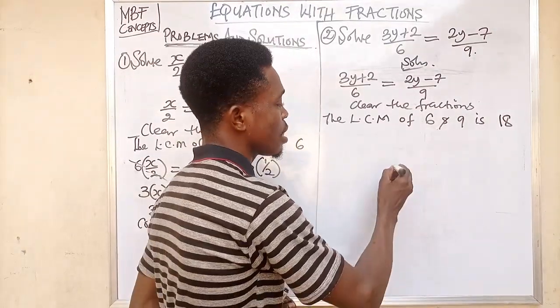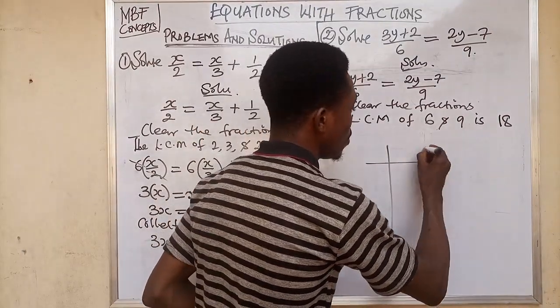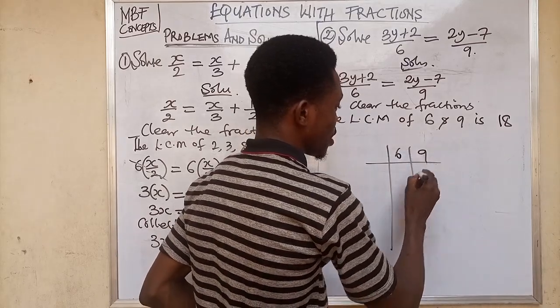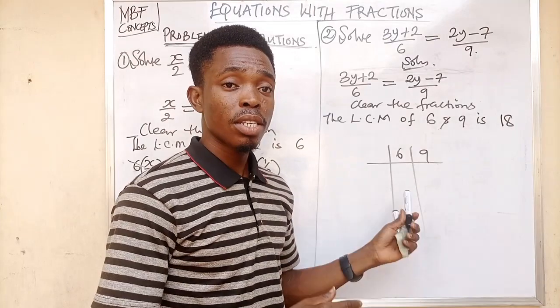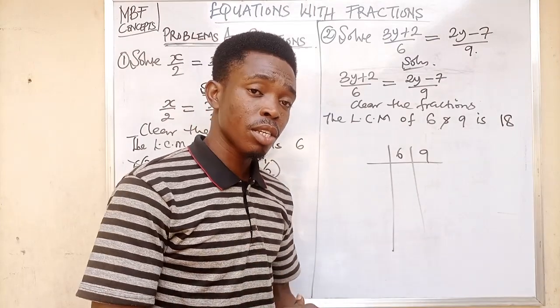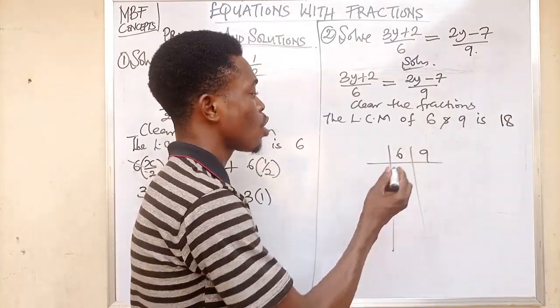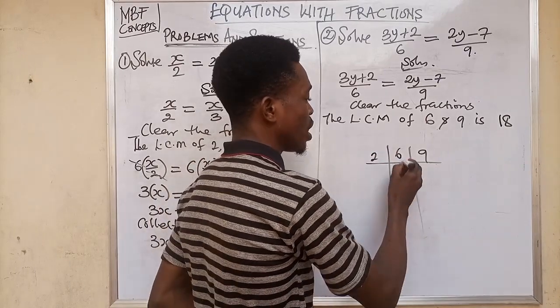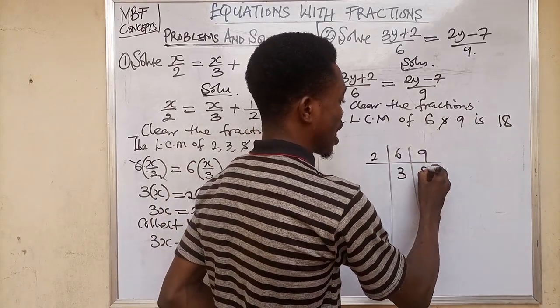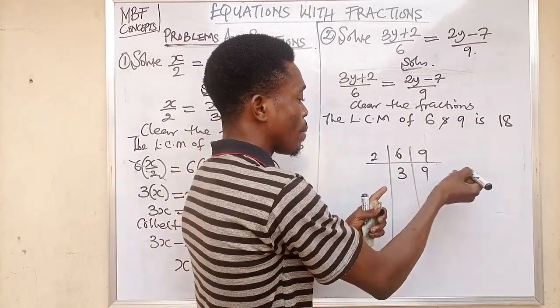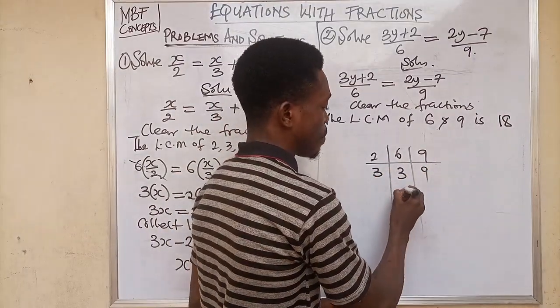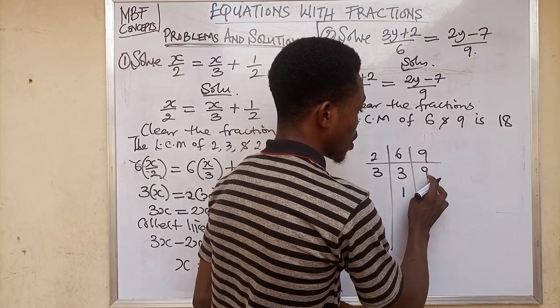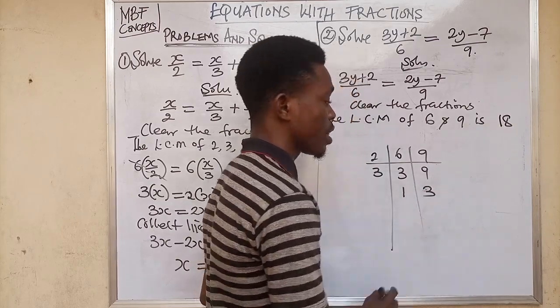Guys, this is how you calculate LCM using a table. This is 6 and this is 9. Now, what is the least number that can go into 6 or 9, any of them? The least number that we can divide them by is 2. 2 into 6 gives us 3, and 2 into 9 cannot, so we put down 9. Then the next number that can divide both 3 and 9 is 3. 3 divided by 3 is 1, and 9 divided by 3 gives us 3.